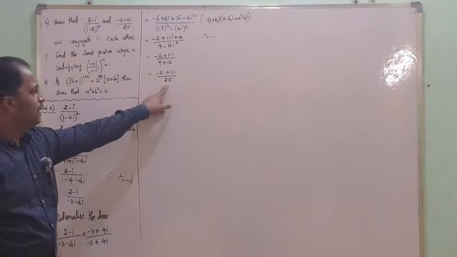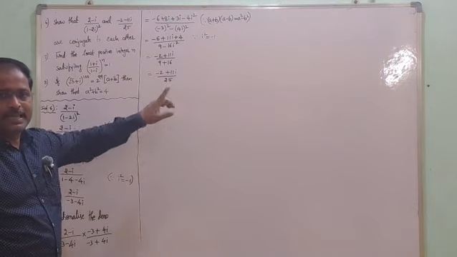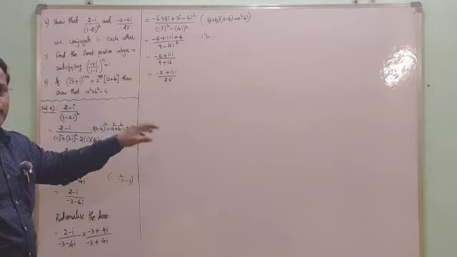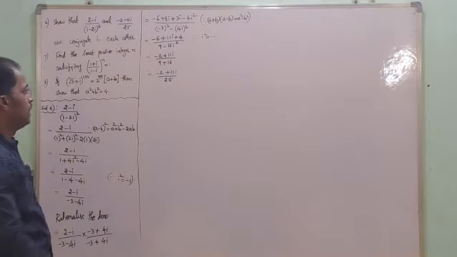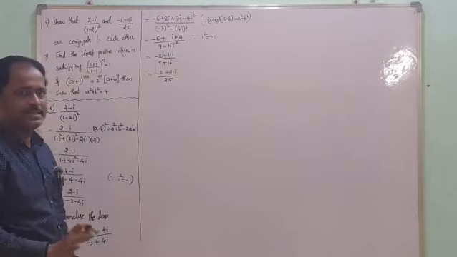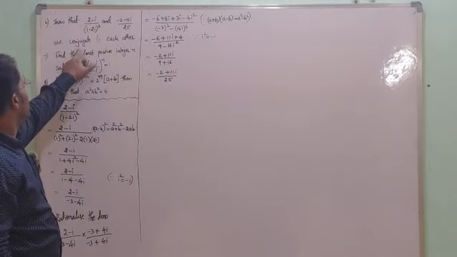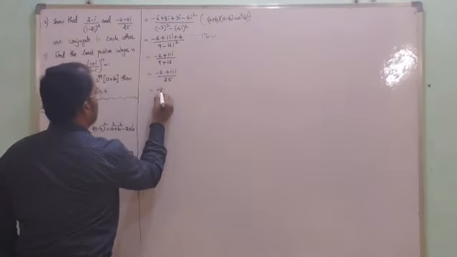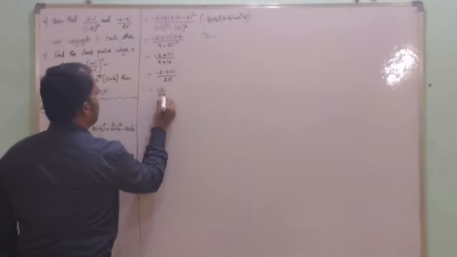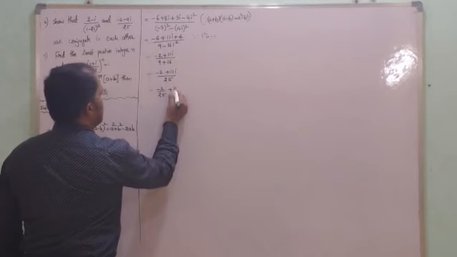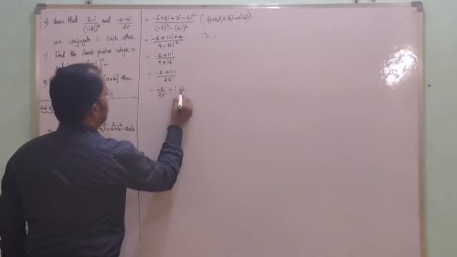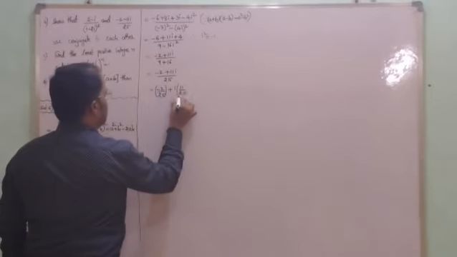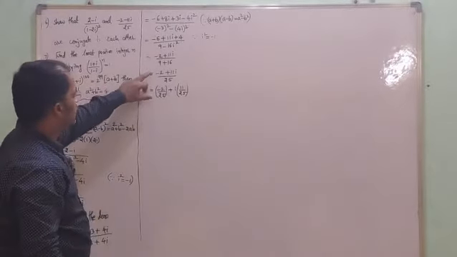See, the denominator is only 25, which means there is no i, so the complex number is removed from the denominator. Now the simplification is completed. We have to find the conjugate of the complex number. So first of all, separate: minus 2 by 25 plus i into 11 by 25. Separate the real part, separate the imaginary part.